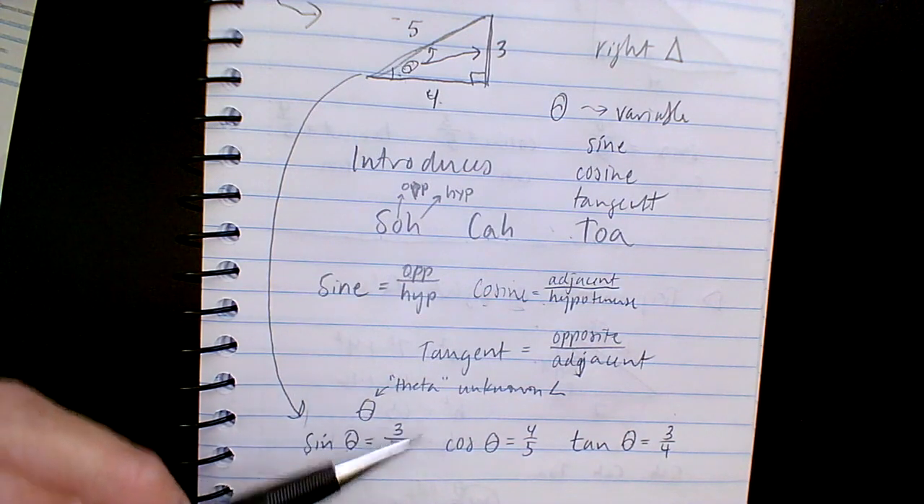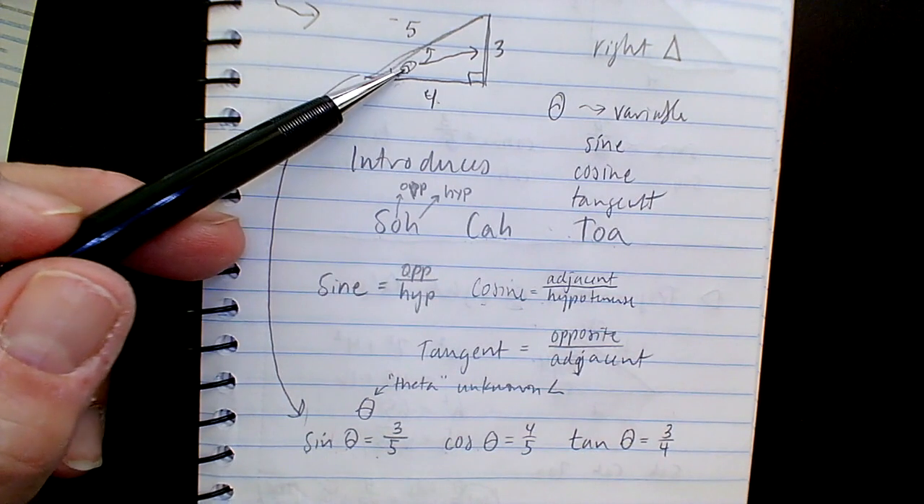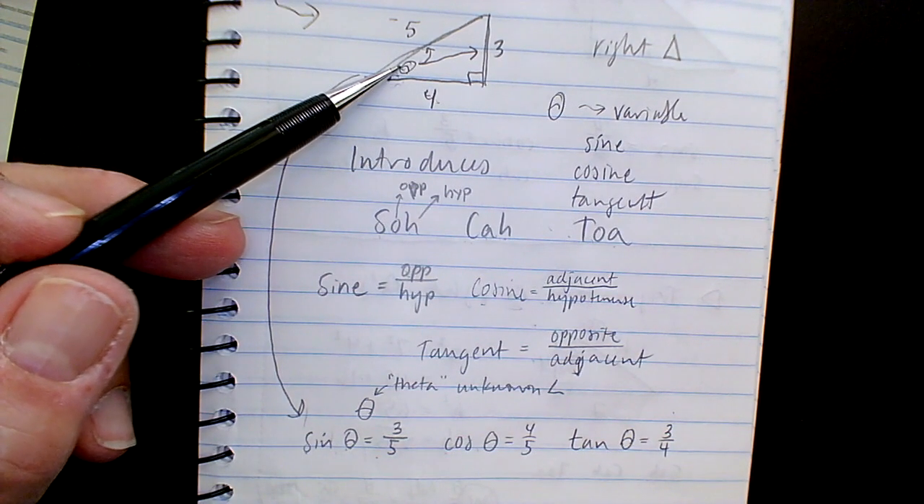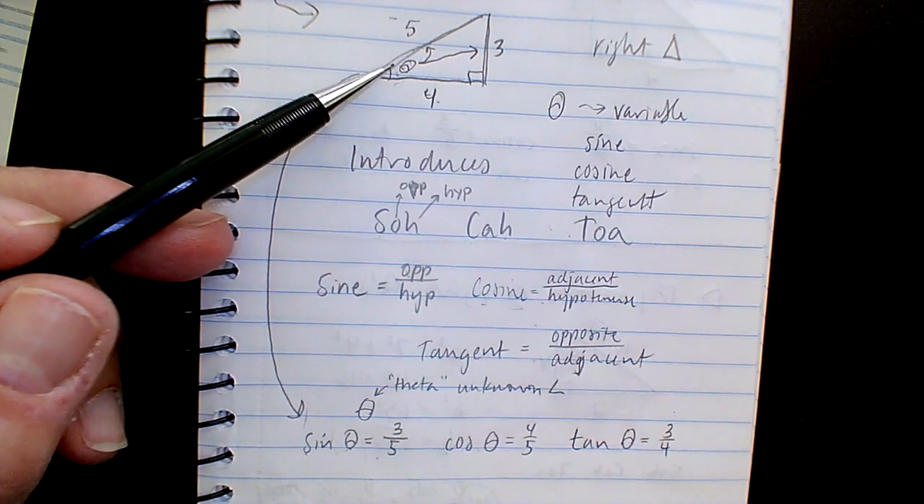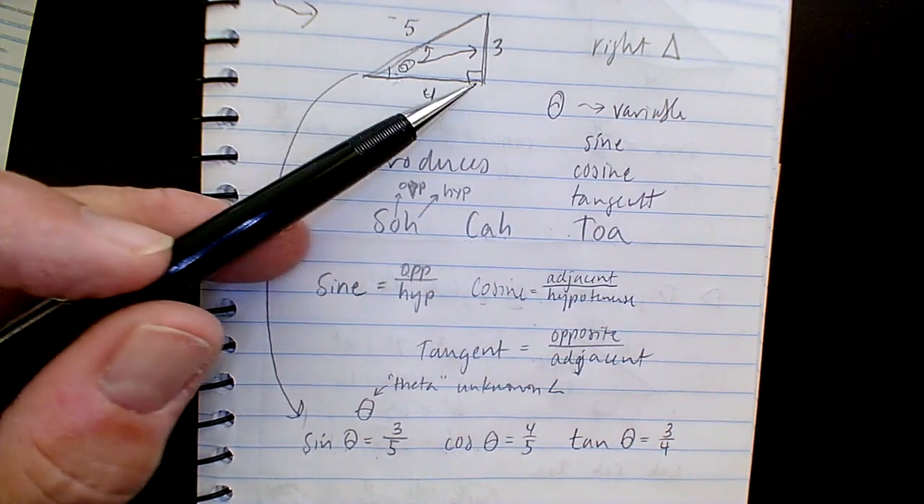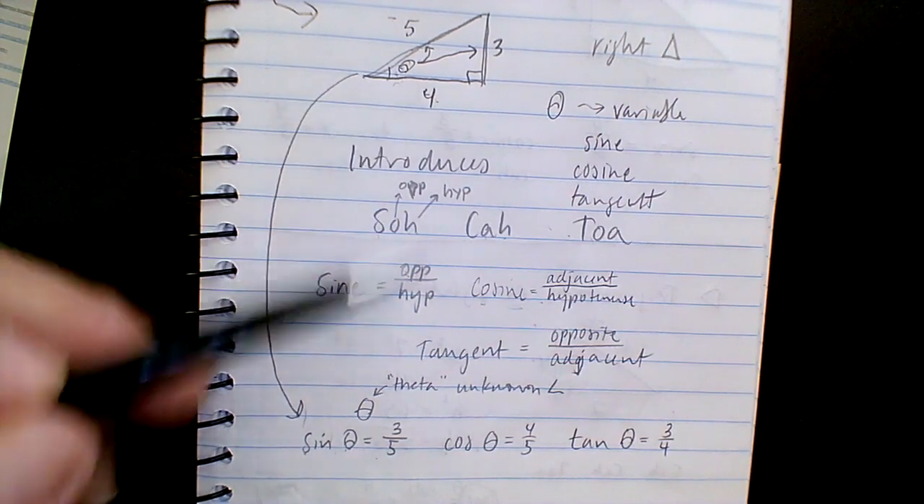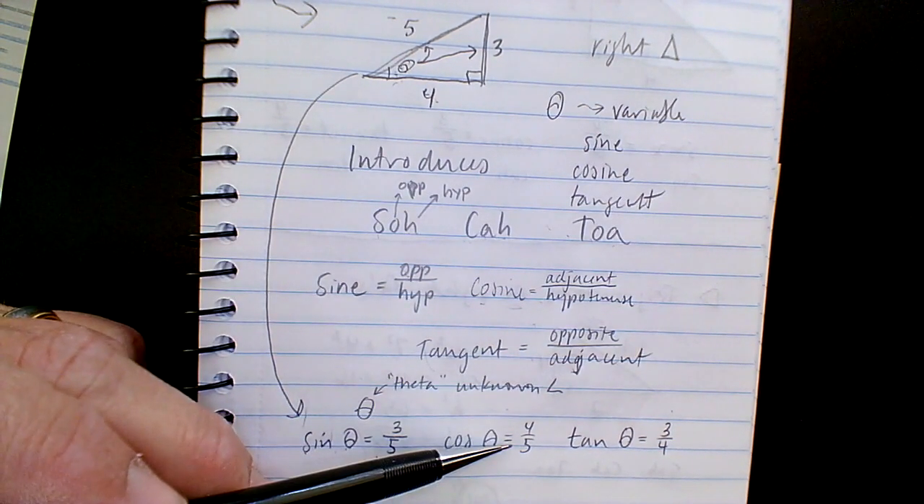Okay, so the cosine of theta, again the same angle, we're looking at this theta. The cosine, ka, is adjacent over hypotenuse. Adjacent is next to, and hypotenuse is always hypotenuse. Hypotenuse is always across from the right angle. So the cosine of theta is 4 over 5.